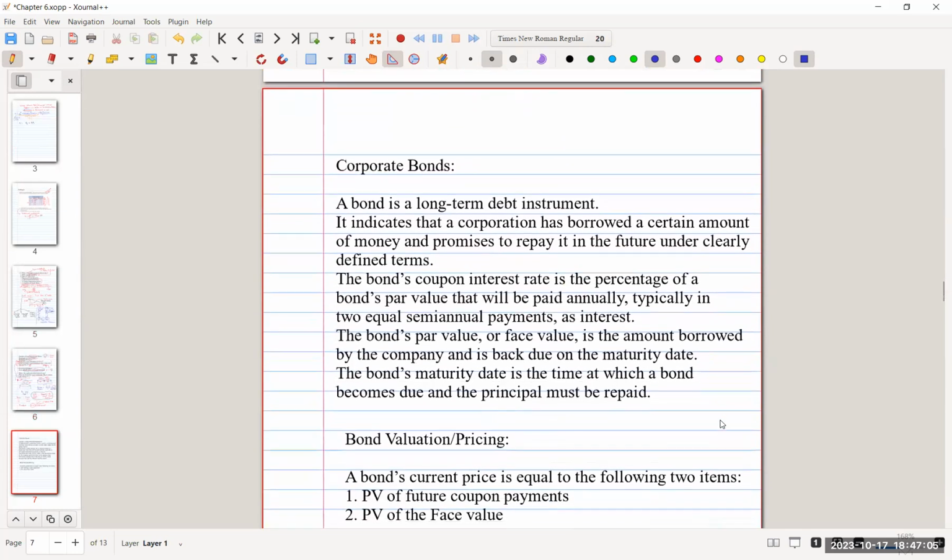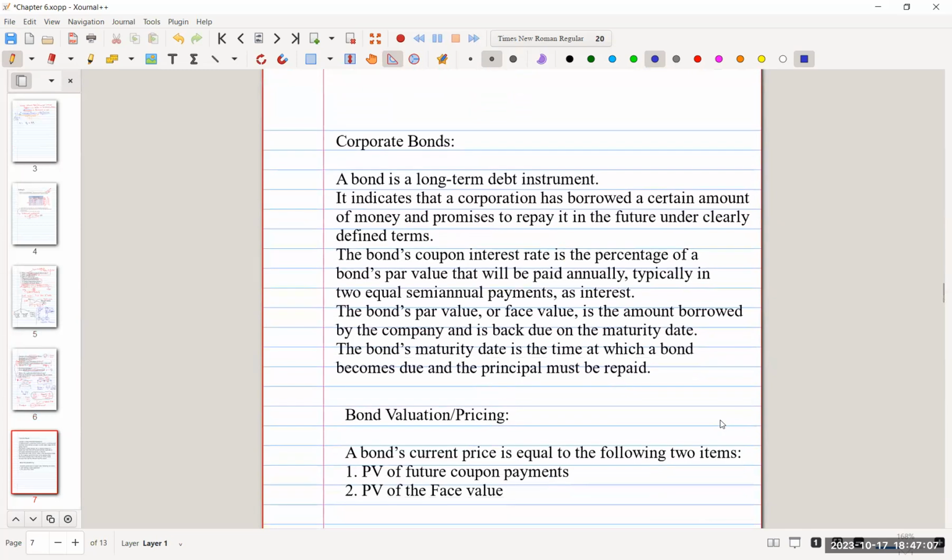Folks, I have pre-written some important features or characteristics of corporate bonds. I'll ask you to review these few sentences for a couple of moments, and then we can proceed from there.